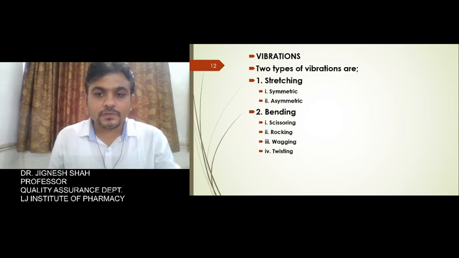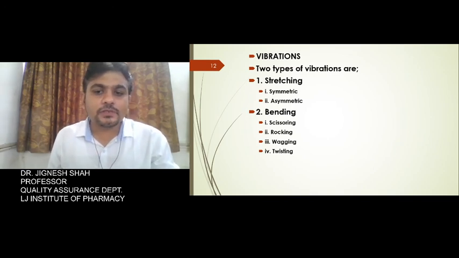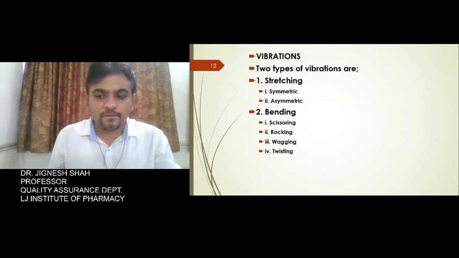There are two different types of stretching vibration. One is symmetric stretching vibration, and the second one is asymmetric stretching vibration. In case of bending type of vibration, there are four different types of vibrations: scissoring, rocking, wagging, and twisting. Out of these four bending vibrations, two belong to in-plane bending vibrations, meaning they show bending in the same plane, whereas the remaining two show bending in two different planes, which is known as out-of-plane bending vibrations. So totally there are four different types of bending vibrations which are seen in case of molecules.